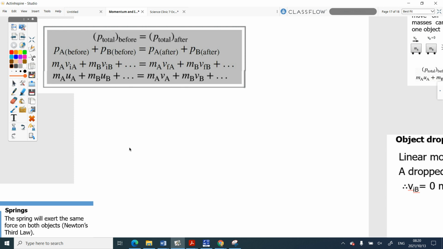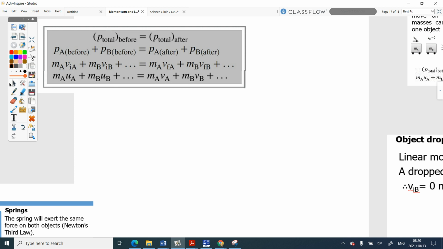That was a frown. Okay, so if this one moves off with 10 meters per second, and this one moves off with 10 meters per second, what is 10 plus 10? 20, so are you going to get zero? No. So that means if this one is moving off with 10, what must the velocity of this one be to get zero? Minus 10. So you must end up with an answer of zero.